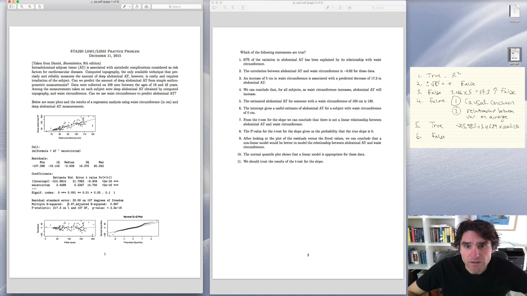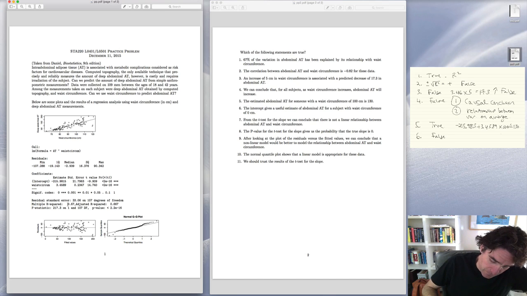Number 4: we can conclude that for all subjects, as waist circumference increases, abdominal AT will increase. Well, that's not true. It's false. Okay, number 5: the estimated abdominal AT for someone with a waist circumference of 100 is 130. That's true. Number 6: the intercept gives a useful estimate of abdominal AT for a subject with a waist circumference of 0. Well, that's false, since a waist circumference of 0 is meaningless.